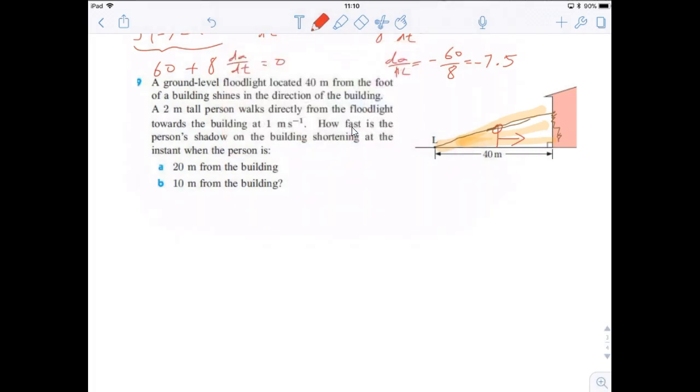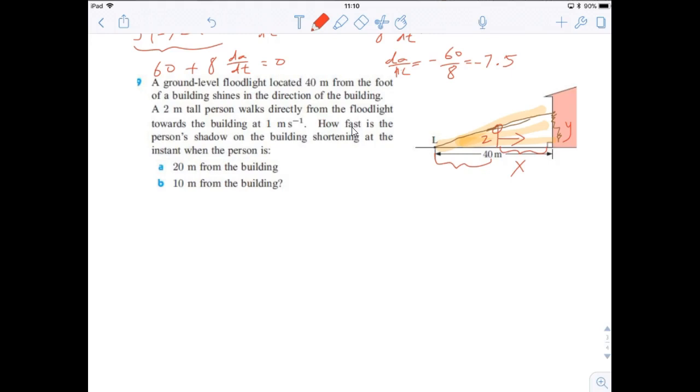Let's figure out an equation which relates the height of the shadow to the distance that the person is from the building. Let's say that the distance that the person is from the building is called x, and the shadow is called y. It looks like it would be some kind of trig relationship, right? We do know that the person's height is 2. This length here looks like it would be important.